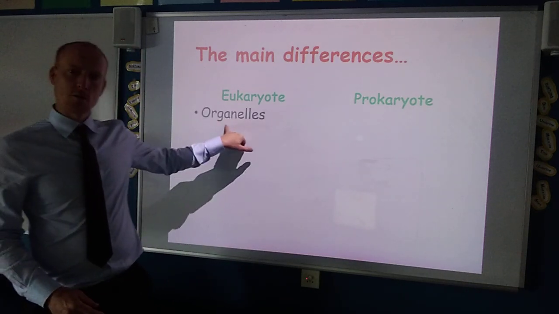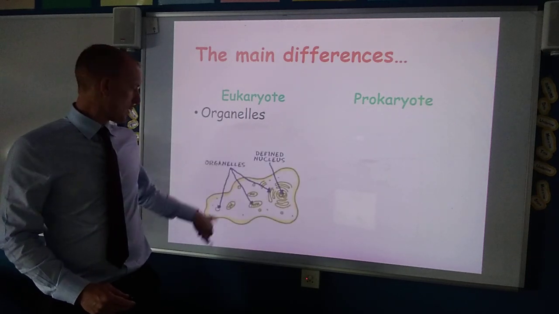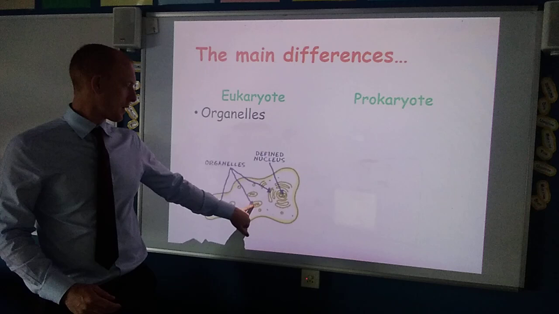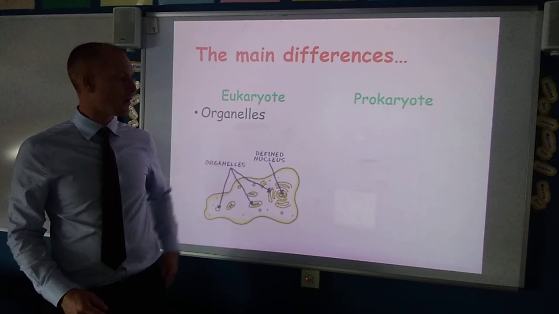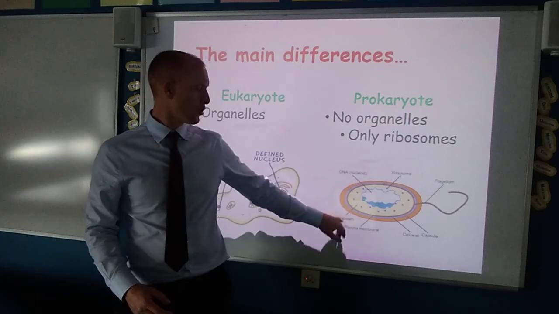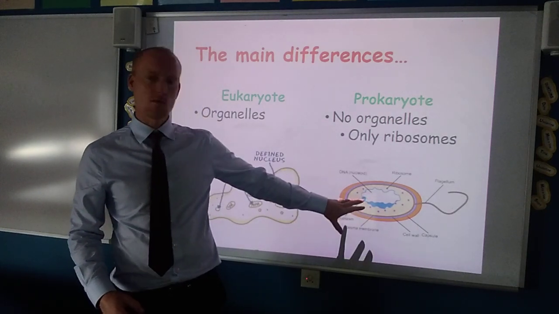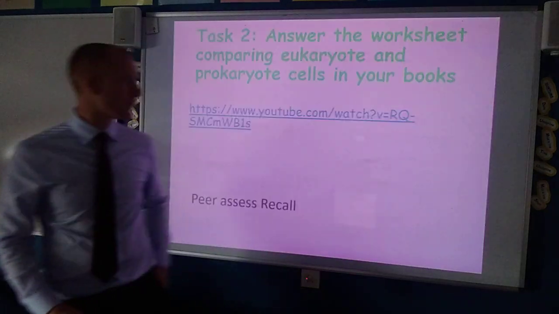Eukaryotes have lots of organelles, remember they're the small components within cells. And here we have a nucleus and we have some mitochondria, defined organelles. Prokaryotic don't, there's no organelles within here, there's just the ribosomes that we have, but there is no nucleus, there's no mitochondria, there's none of those other organelles within there.